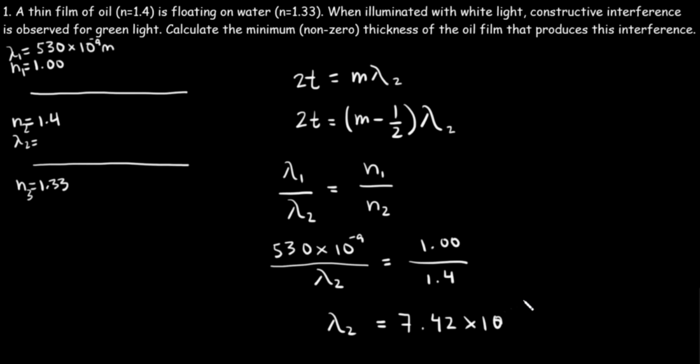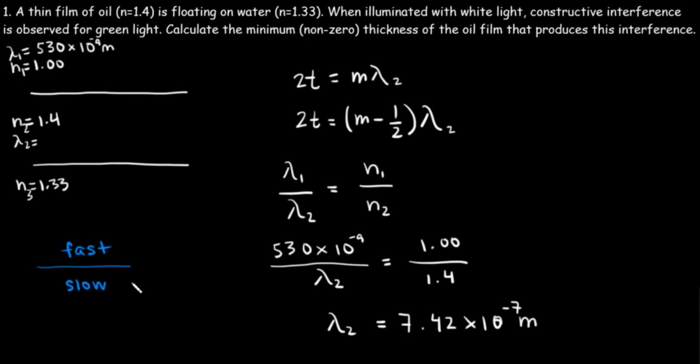So it's going to be 7.42 times 10 to the negative 7 meters. There. Now, the next thing you want to do after finding this value is to figure out if there's a phase shift or not. To figure out if there's a phase shift, it has to be going from a fast medium on top to a slow medium on bottom. So the medium has to be going from a fast medium to a slow medium.